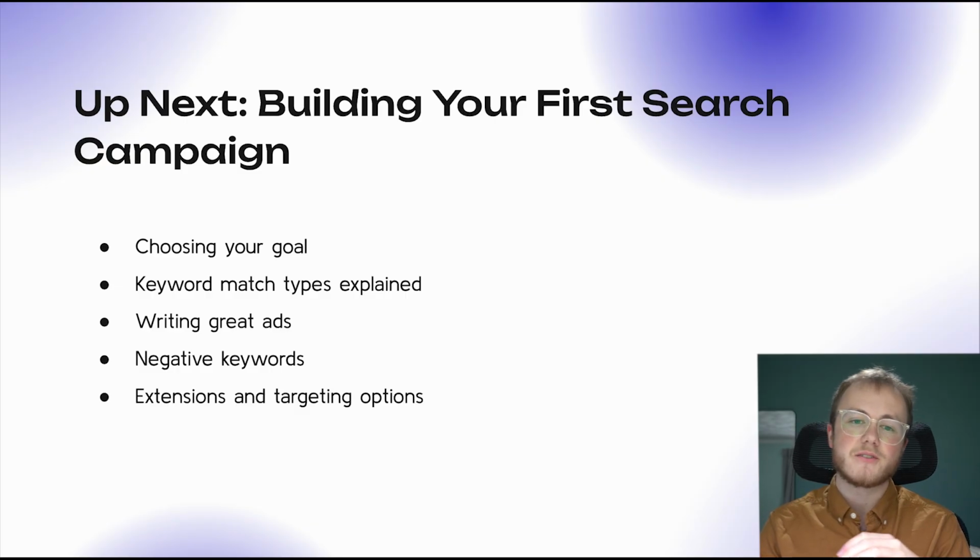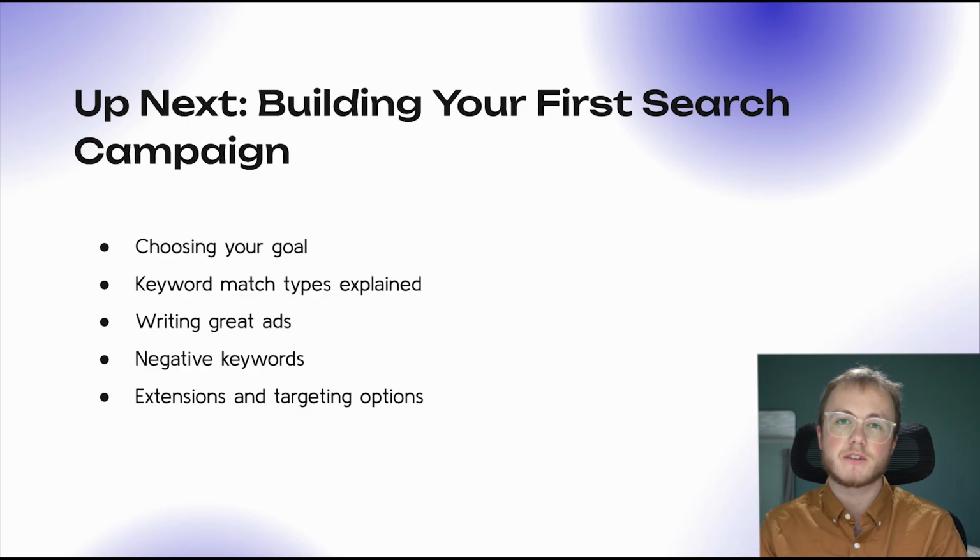Then next we'll be running through building your first search campaign. So this will be choosing your goal, explaining the different keyword match types that you can have, how you choose a bid strategy for this campaign, how you can write a great ad, what negative keywords are, and then some additional features that Google Ads has for search campaigns, so extensions and different targeting options you've got there.